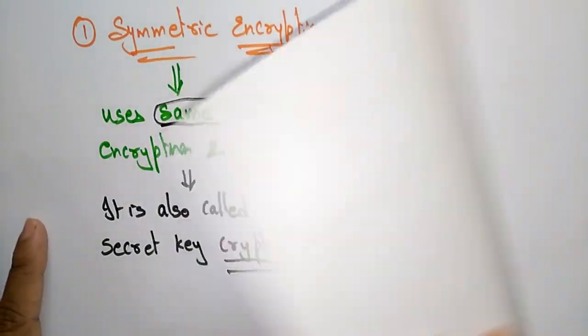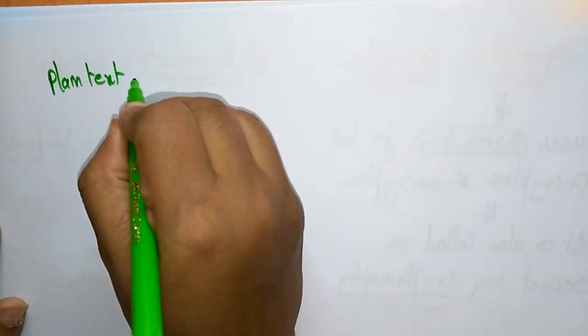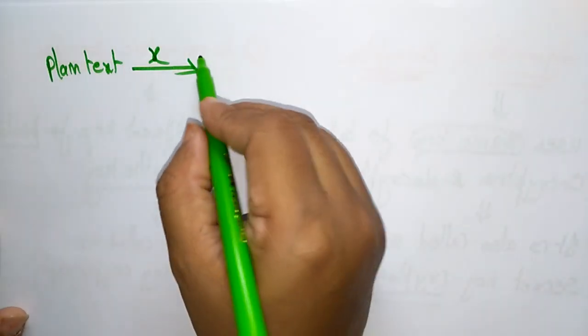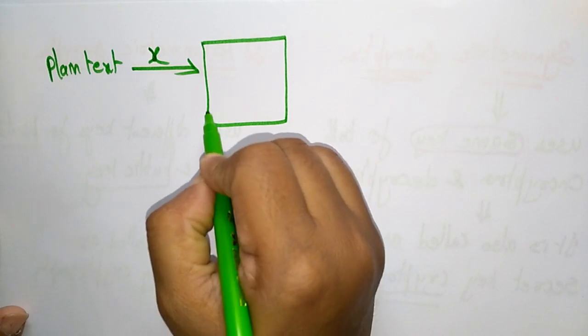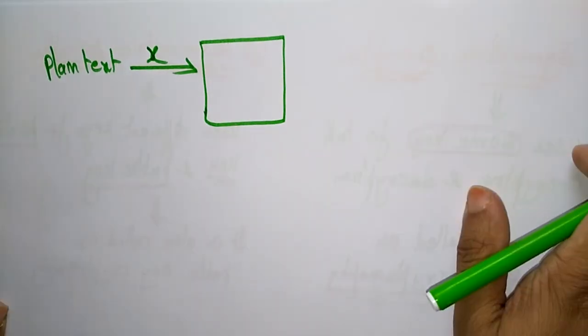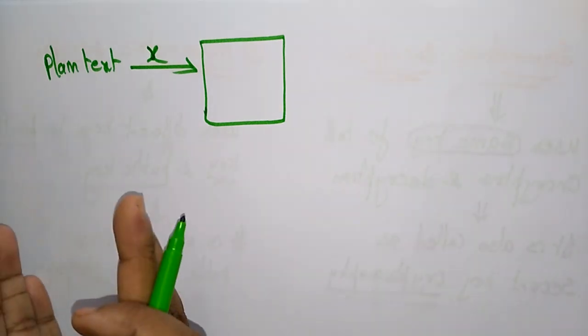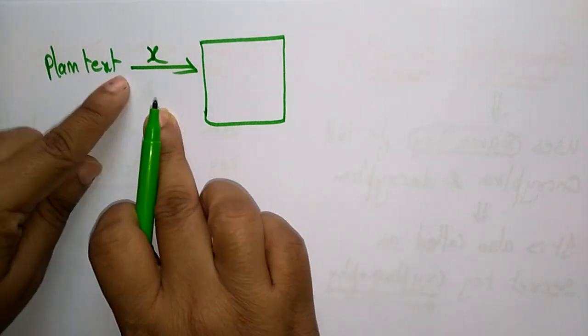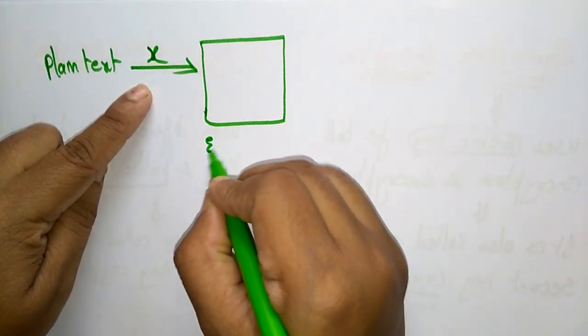Let me show you in diagrammatic form what this encryption and this decryption are. Before that, let's take the plain text. Let's take the plain text as X. So X is the plain text I have taken, and this plain text X should reach the destination. Whatever data I send, X, the destination has to read that X value. So to this X I apply the encryption algorithm.